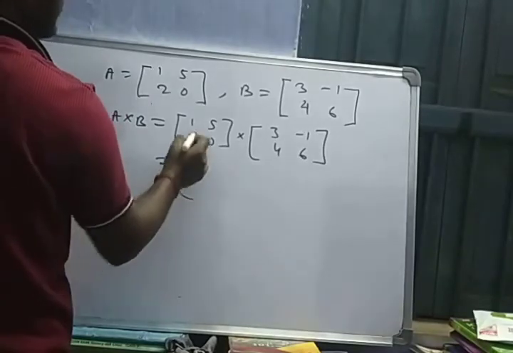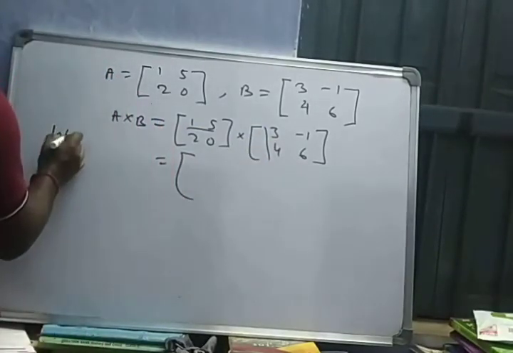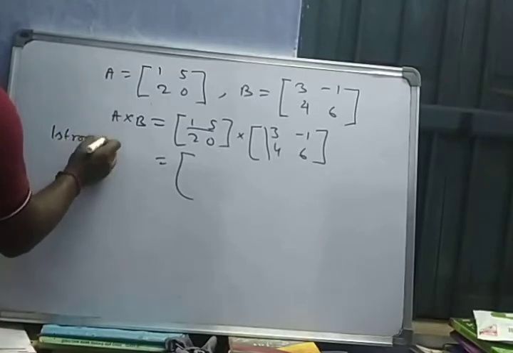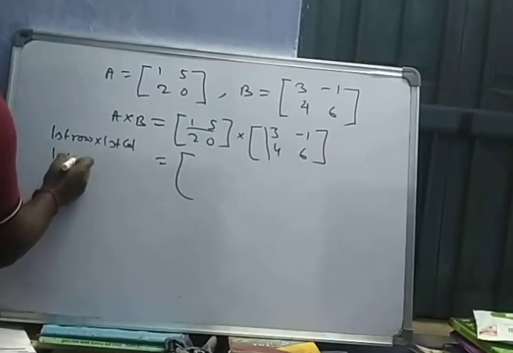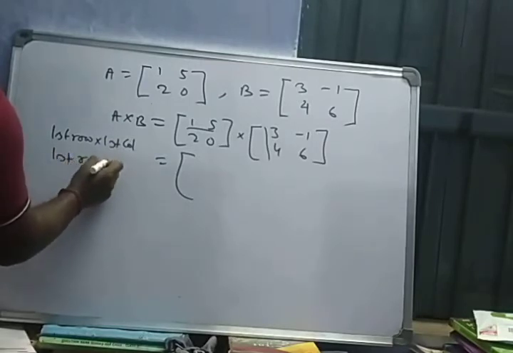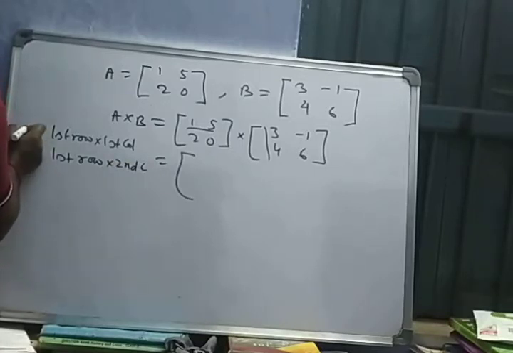Just do the multiply. First row, first column. First row into first column. First row into second column. It will be the first element.